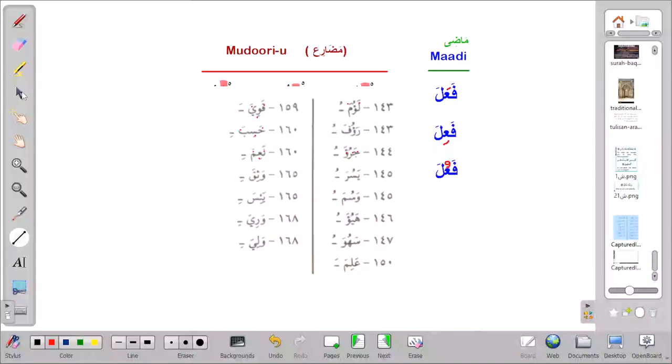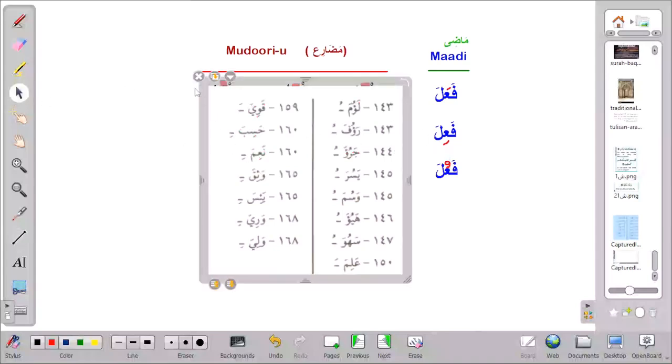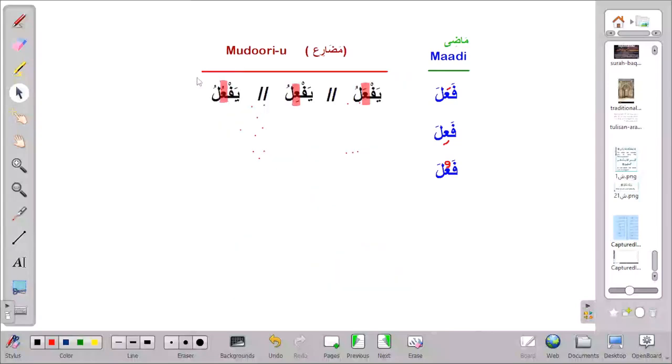So all the 3-letter verbs that we have learned, we call them the thulathi verbs. Their middle is going to have either fatha or kasra or dhamma. But the first letter and then the last letter, they are always going to have fatha. That's the pattern in which they come. We are looking at the pattern. Now the fi'l al-mudari, in what pattern do they come? I hope that is clear.